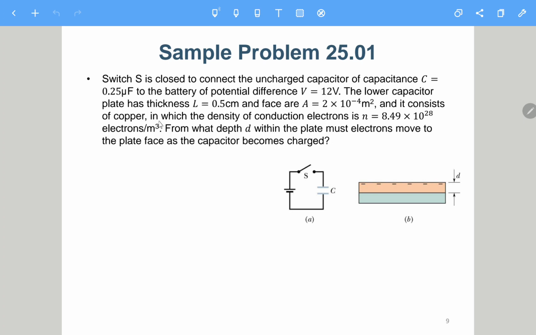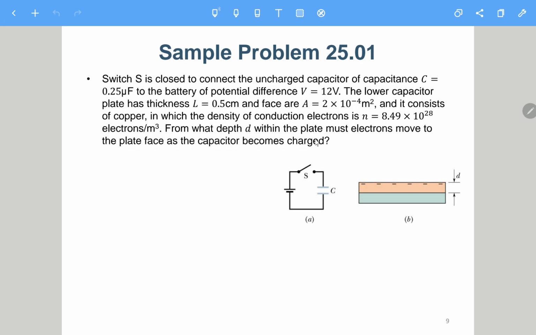and it consists of copper, in which the density of conduction electrons is n. So this is the electron density in a unit volume, so many electrons per cubic meter. From what depth within the plate must electrons move to the plate face as the capacitor becomes charged?